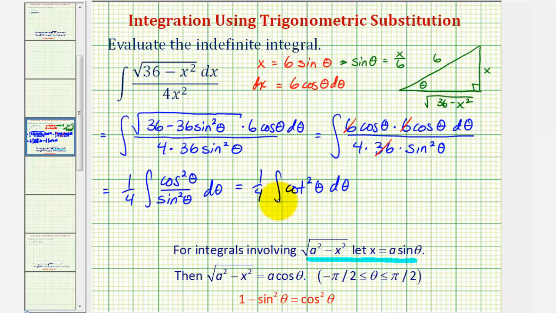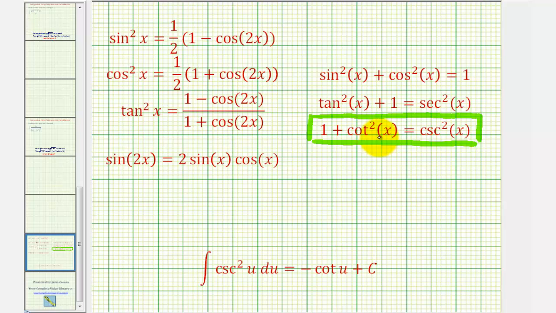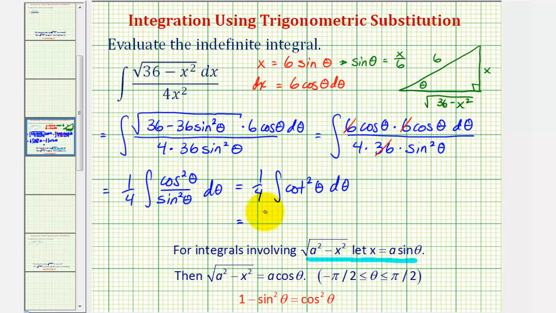Now in this form, we still don't have a basic integration formula that we can use for cotangent squared theta, so now we'll perform a substitution using a Pythagorean identity. So to review, looking at this identity here, we can replace cotangent squared theta with cosecant squared theta minus 1. And the reason this helps is there's an integration formula for cosecant squared theta, as we see here. So we can write this as 1/4 times the integral of cosecant squared theta minus 1 d theta. And now we can integrate.